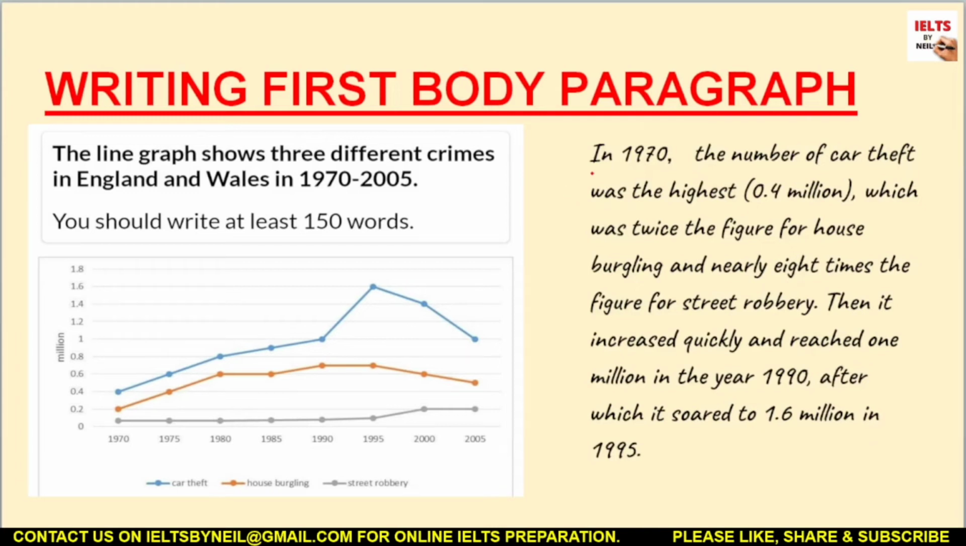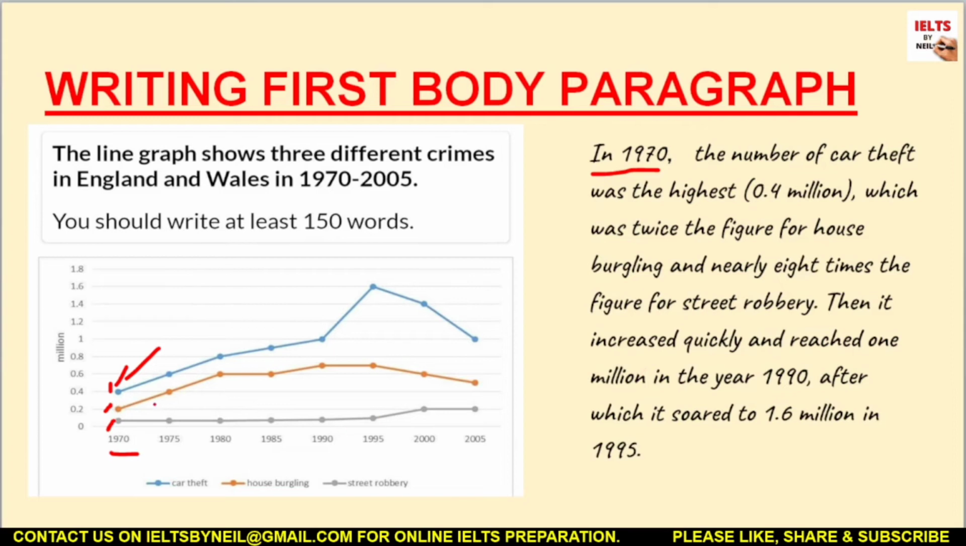If you look here, it says in 1970, so I've started from here. The number of car thefts was the highest. Car theft, the blue one, is the highest, right? Which was twice the figure for house burglary. So house burglary is 0.24, it's twice, that's correct. And nearly 8 times the figures for street robbery. This is street robbery, and 8 times for the car theft.